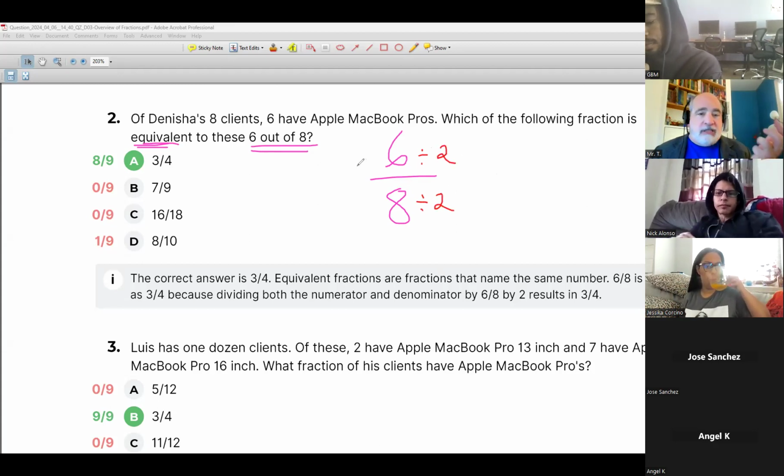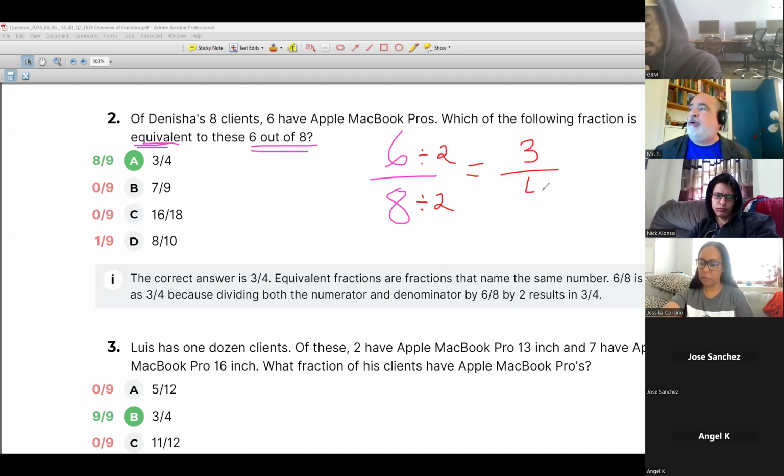Now, 6 is divisible by 3 also, but 3 doesn't go into 8. 8's divisible by 4, but 4 doesn't go into 6. So that's as much simplifying as we can do, and then you end up with 3/4. So the answer is A, 3/4. If I said 6 out of 8 of your clients have Apple MacBooks, you would say it's 3/4 of my clients. Any questions on that?